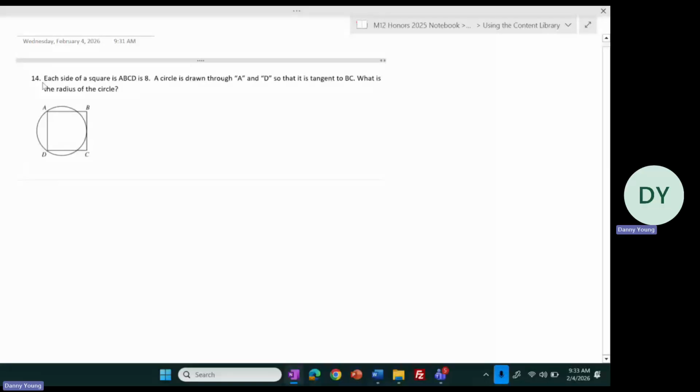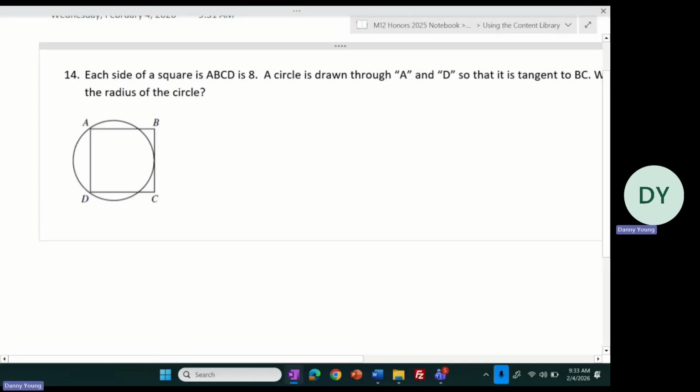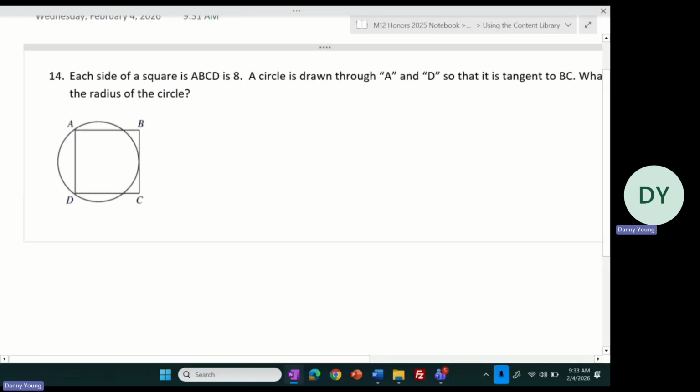Okay, here we go. This question here says each side of the square is 8. A circle is drawn through AD so that it is tangent to BC. What is the radius of the circle? When you look at a circle, what's the most important part?